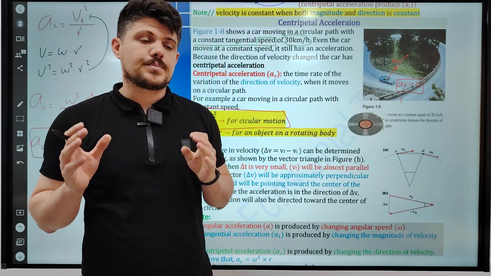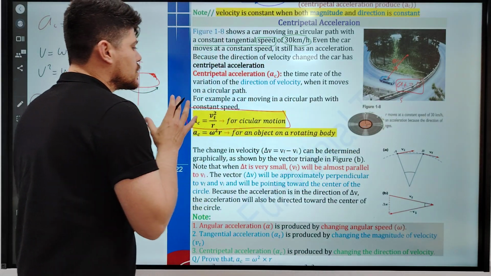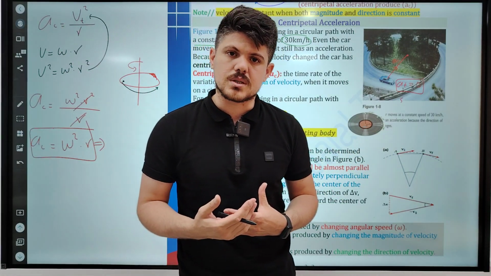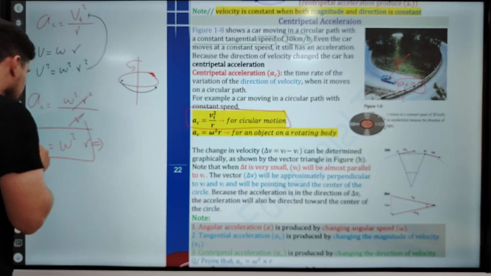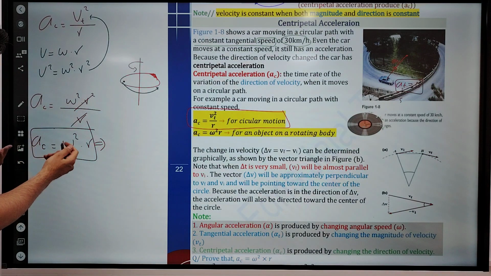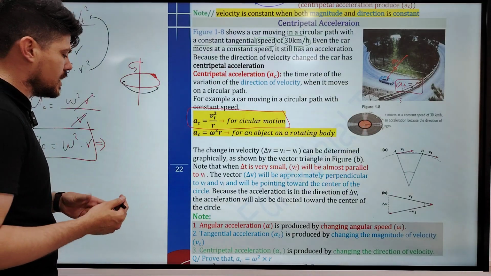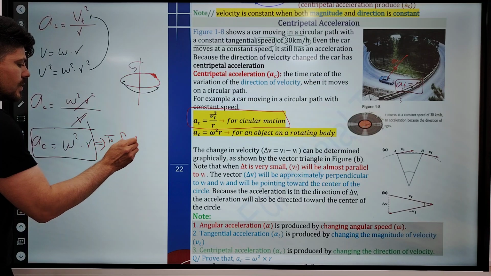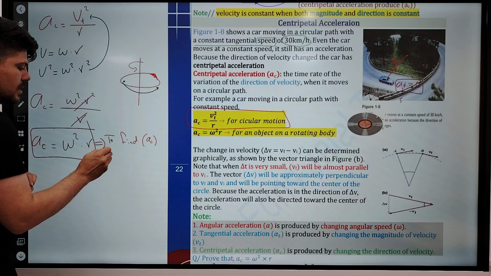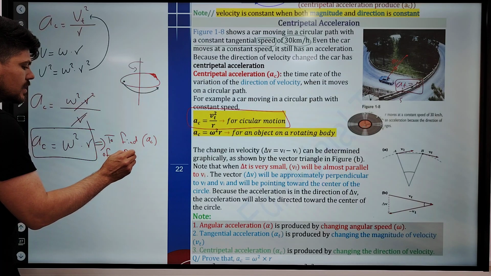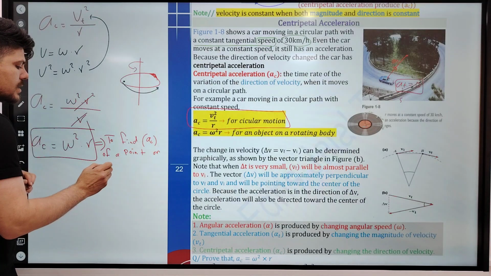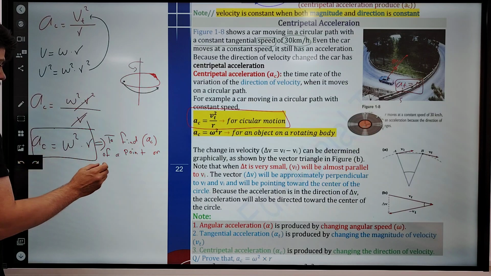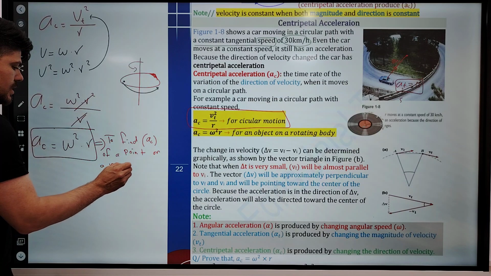Okay, so be careful. For the rotating object, we don't have a single centripetal acceleration and centripetal force. So don't say this equation can be used to find the centripetal acceleration for a rotating body. This is not for a rotating body. This is for what? To find a_c of a point on a circular path, on a rotating body, sorry, on a rotating body.